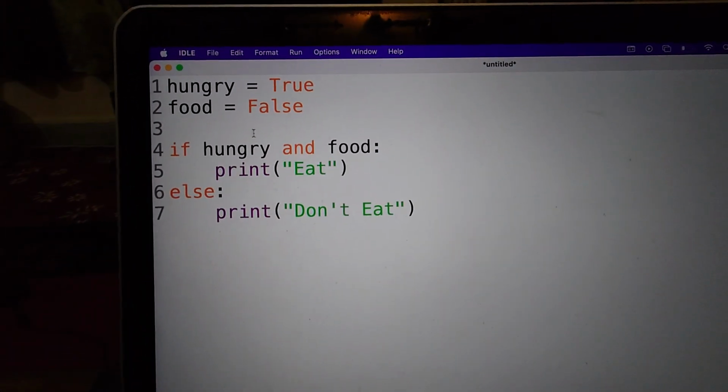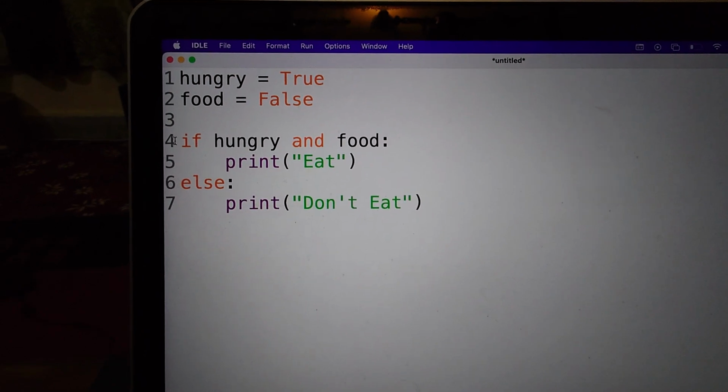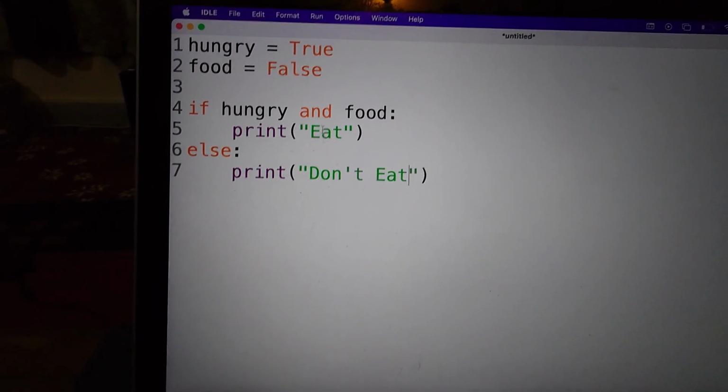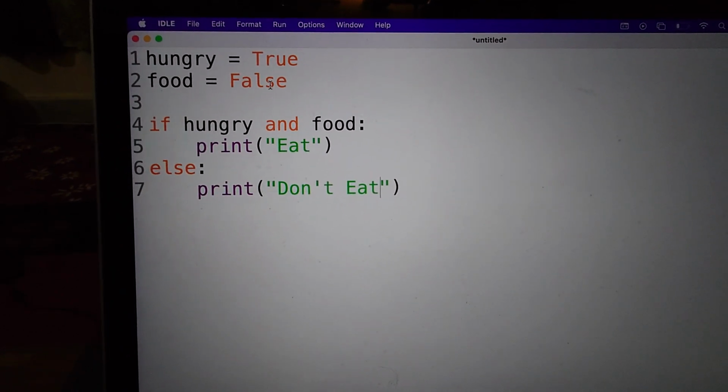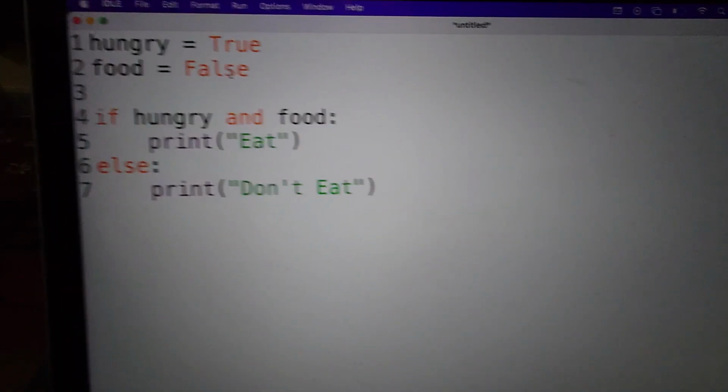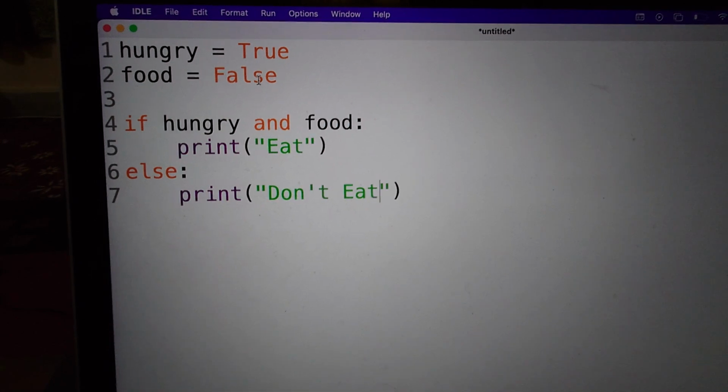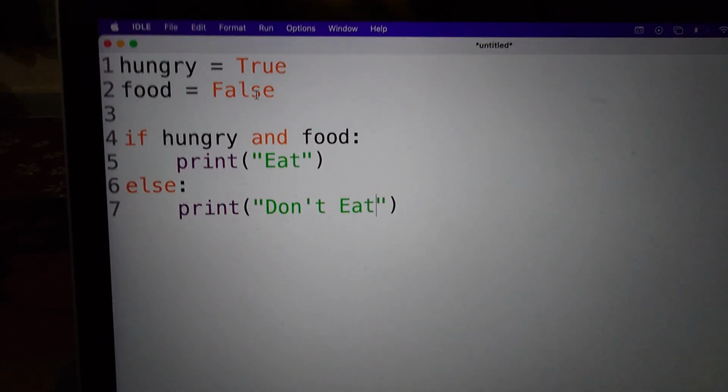And in Python, it probably looks something similar to this. So hungry is true, food is false. So we don't eat because if we don't have any food, frankly, we can't eat. Yeah, so sad, but kind of true. Okay, so with that in mind, we're going to try and make an AND gate out of our transistors. Let's give it a go.